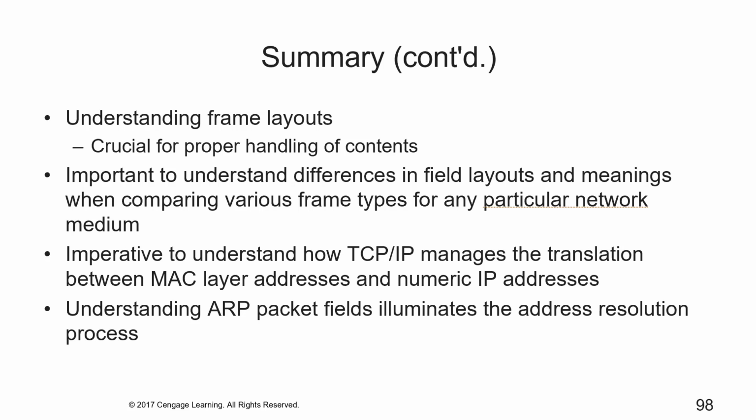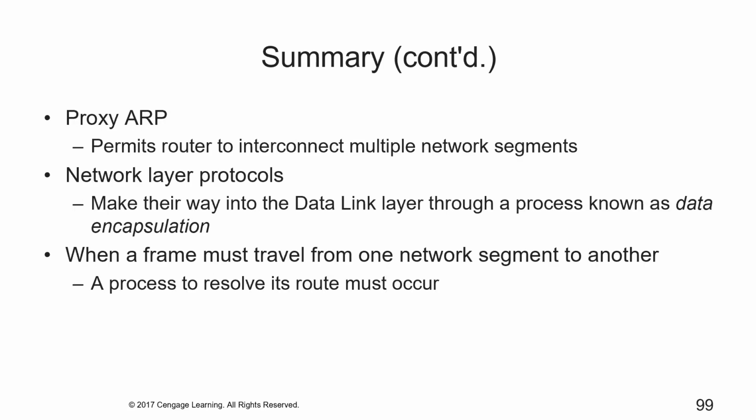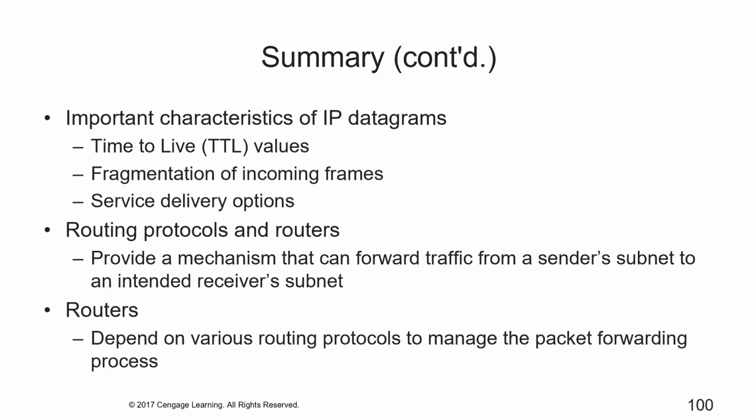And it's imperative to understand how TCP/IP manages the translation between MAC and numeric IP addresses. Understanding ARP packet fields illuminates the address resolution process. Proxy ARP permits the router to interconnect multiple network segments. Remember, reverse ARP is the reverse of ARP too. Network layer protocols make their way into the data link layer through a process known as data encapsulation. When a frame has to travel from one network segment to another, a process to resolve its route must occur.